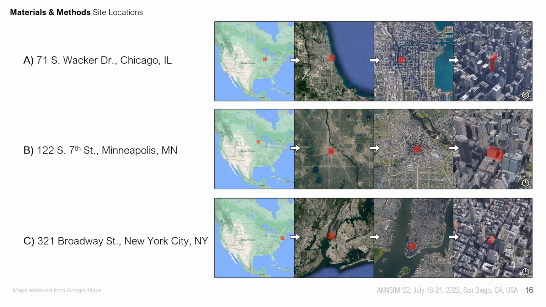All 3 sites were chosen based on unique surrounding morphologies to provide more holistic results while creating more of a challenge for the tool. The Chicago site is 3 blocks north of the Willis Tower. The Minneapolis site is surrounded by the tallest buildings in the city, and the New York City site is adjacent to 2 high-rises on the east and west side of the site.